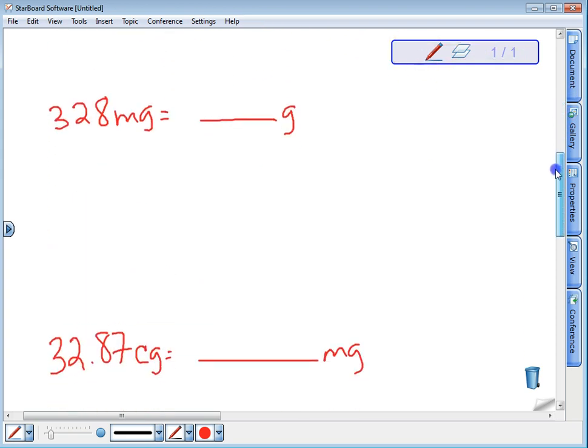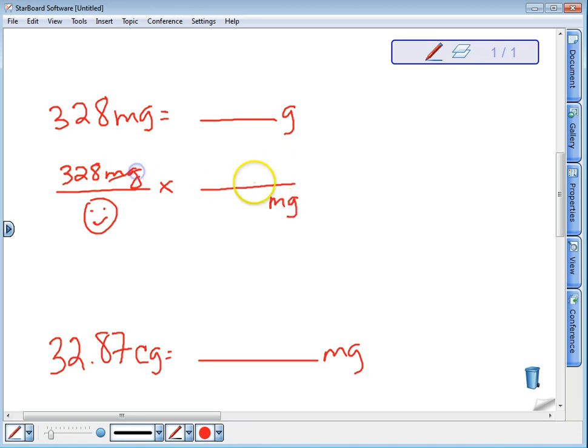Let's do another example. If I'm given 328 milligrams and I want to know how many grams that is, again, I need to do the same process. 328 milligrams is going to go on the top of my fraction. And I'm going to multiply it by some conversion factor. I know milligrams needs to go on the bottom, because that's what I want to get rid of. I want that to cancel out, and I want grams to be what I'm left with.